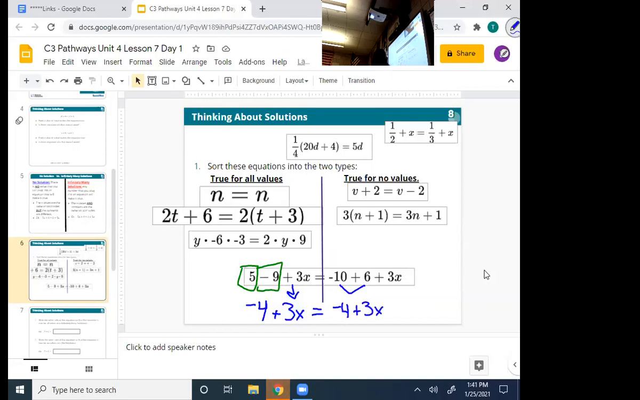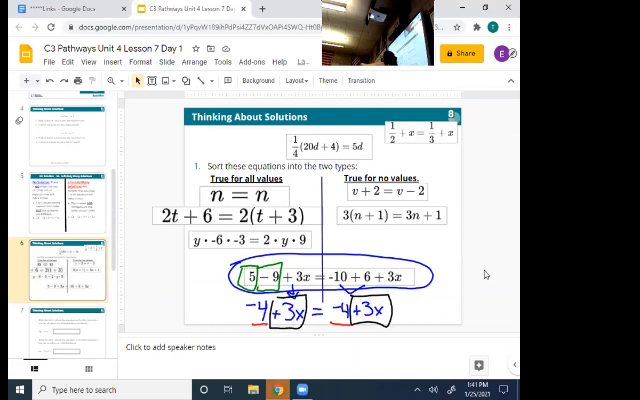Okay, so this whole thing right here can be condensed, brought together to write it as -4 plus 3x is equal to -4 plus 3x. So it would go into the true for all values column. And why do you think that, Kaylee B? Because it has infinitely many solutions. Exactly. And it has infinitely many solutions because our variables are the same and so are our constants.